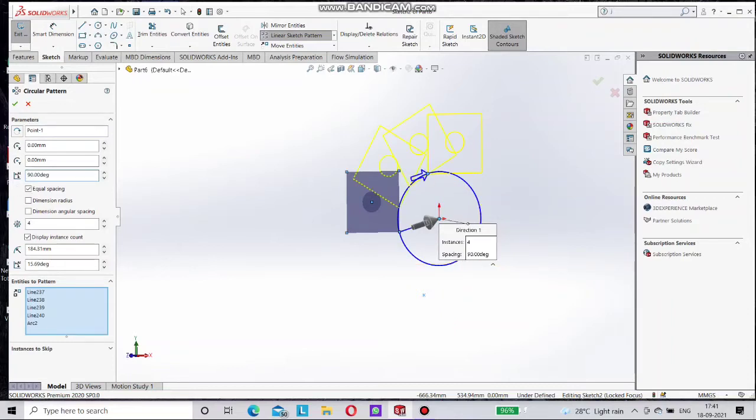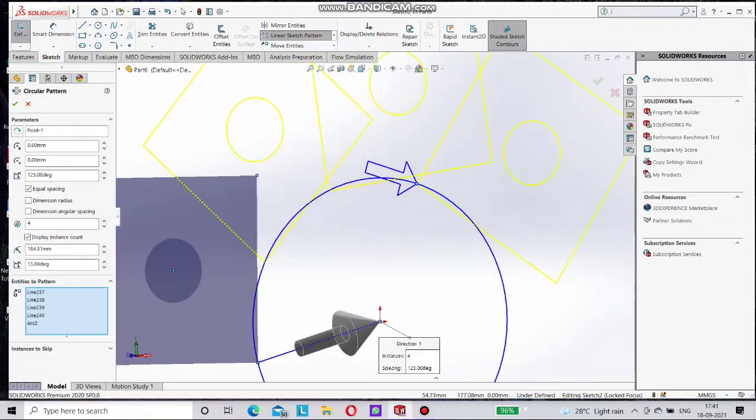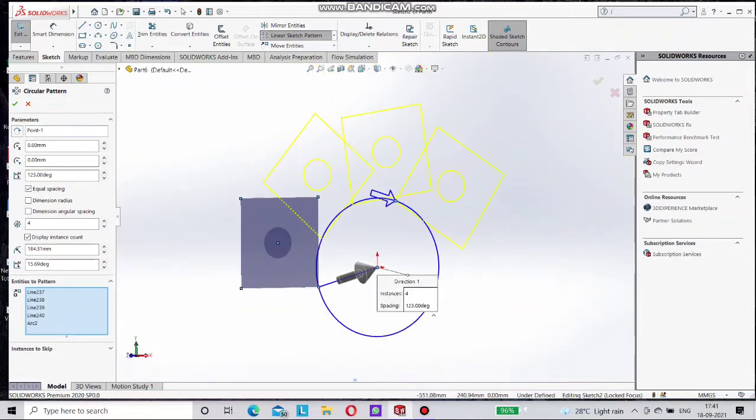like this. If you want to draw this pattern in 90 degree, you can choose any angle here. Yeah, you can see here I'm increasing this angle only. The direction of the points moves in clockwise direction like this. You can clearly see here.